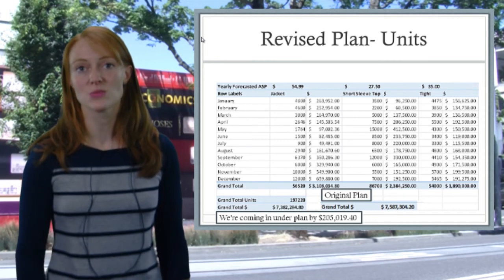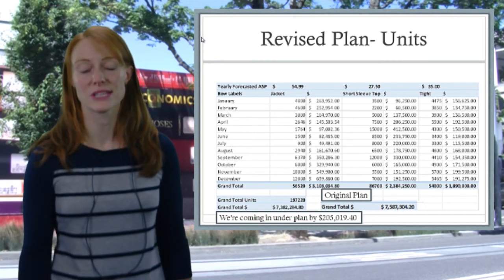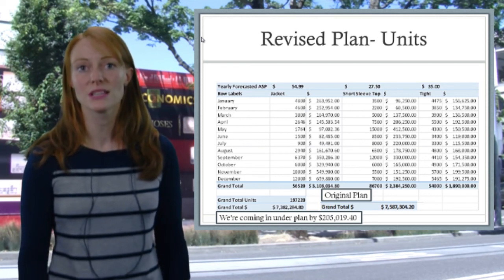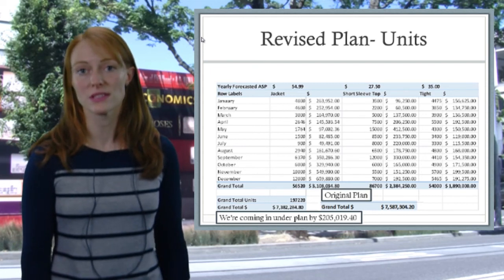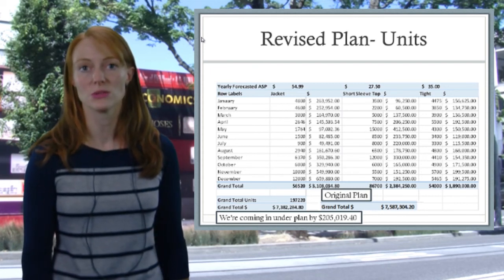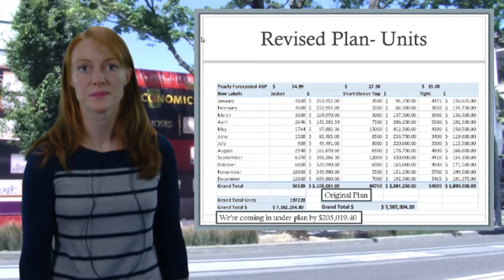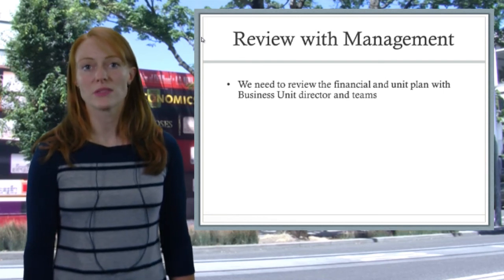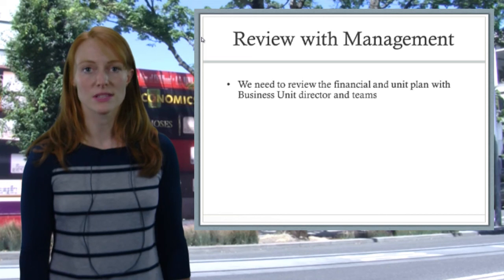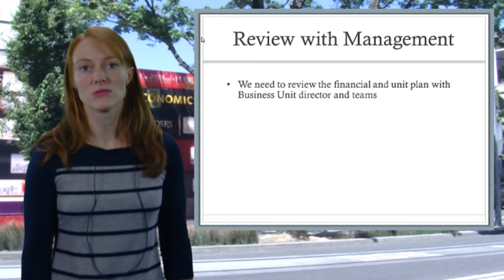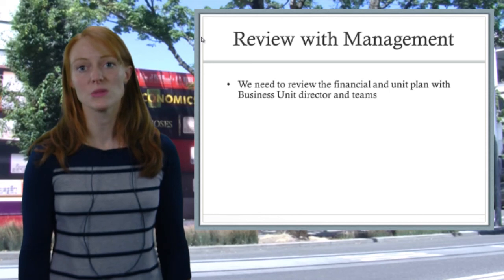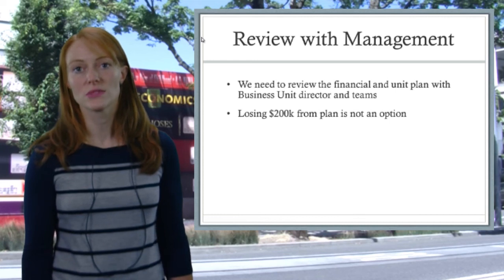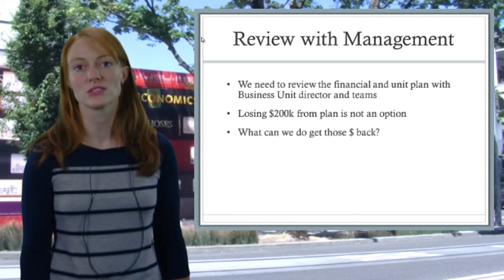Probably not. So this is where we need to go to the next steps of raising the red flag to management and saying that how our plan is working out for our running business unit isn't going to hit our financial goals for the year. We need to see what else we can do to make up the difference. So we'll want to have a review with our management teams. We'll have our business unit directors, our marketing teams, our sales teams, really everyone who's involved in this or could have a stake in it, to see what we can do. Because really we know losing $200,000 from the plan's not an option. So what can we do to get those dollars back?